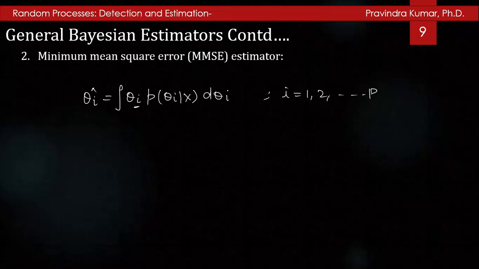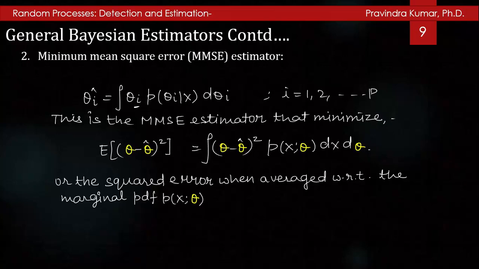This is the MMSE estimator that minimizes the expected value of the square of θ minus θ cap, which is equal to the integration of the square of θ minus θ cap times p(x,θ) dx dθ, the squared error averaged with respect to the joint PDF p(x,θ), where θ cap is equal to the conditional expected value of θ when x is given.